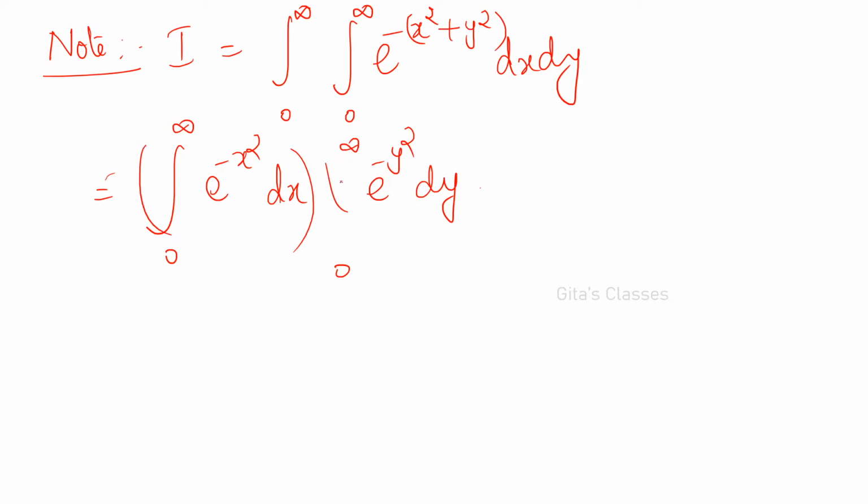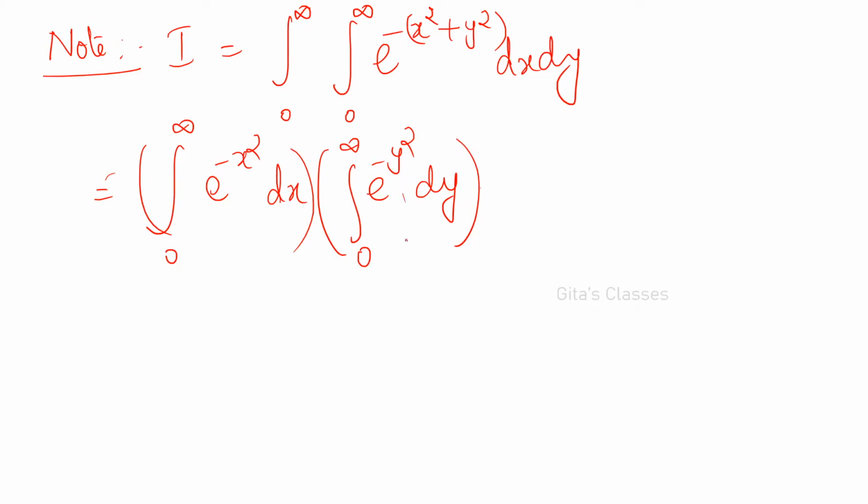So what I can do is, this is also called a dummy variable. See, first integral, I am integrating with respect to x and substituting the limit 0 to infinity. And in the second integral also, I am integrating with respect to y, substituting the limit 0 to infinity. So whether I integrate with respect to x or y, it doesn't matter, because after substituting the limits, there is no question of writing the variables there. So whether I write x or y, it doesn't matter. That is why it is called a dummy variable.